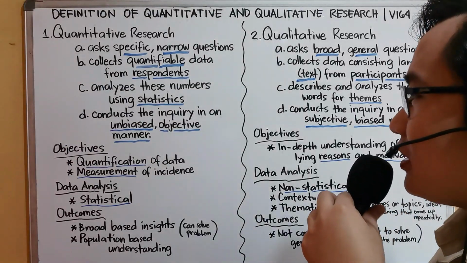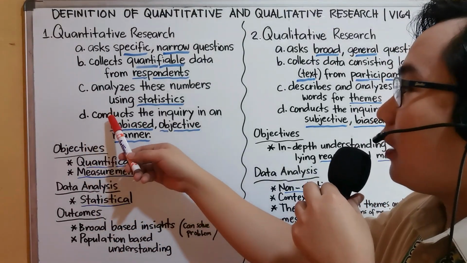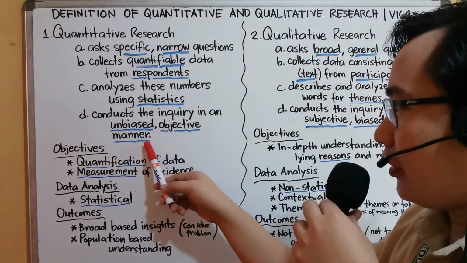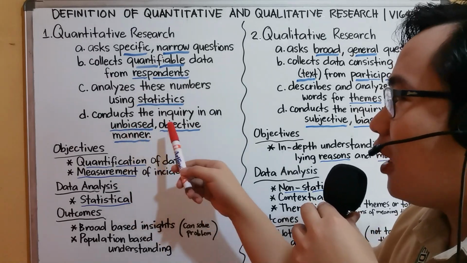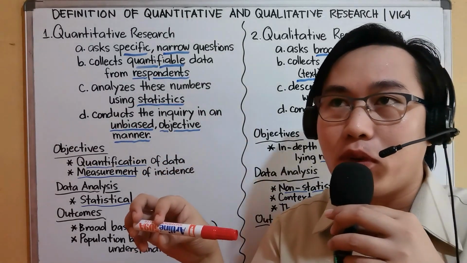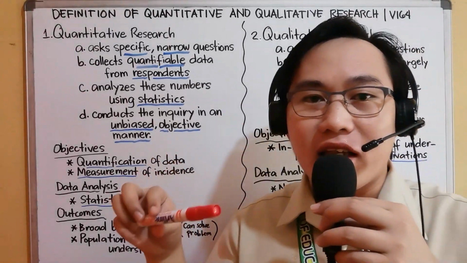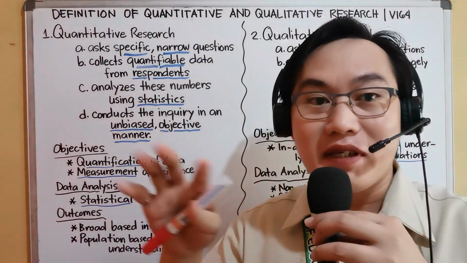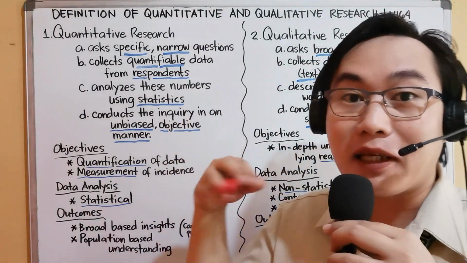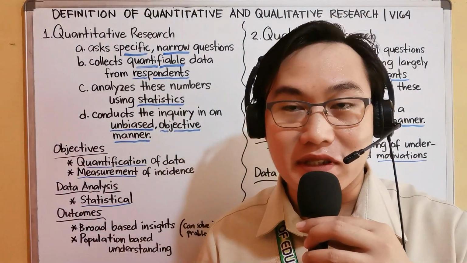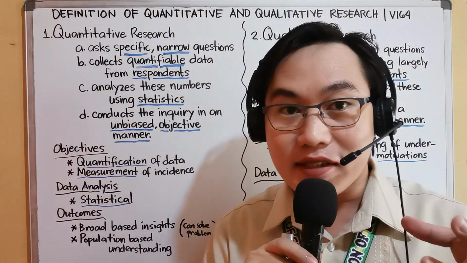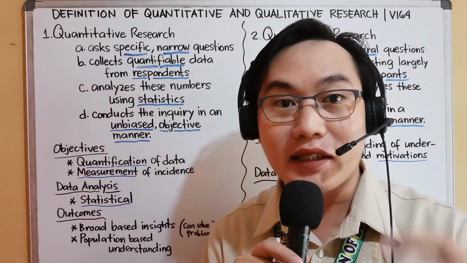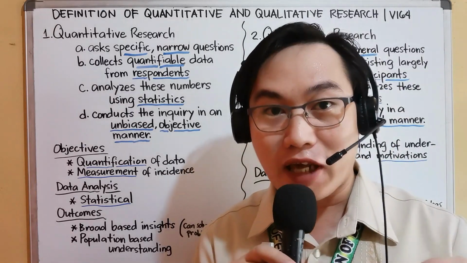Okay, let's proceed to letter D. Sa letter D naman, nakalagay dito, conducts the inquiry in an unbiased, objective manner. Okay, highlight natin ha, unbiased, objective manner. Kasi sa quantitative po, whatever the result, after natali yung mga data from the given questionnaire na nirelease mo, automatically lalabas ang result gamit ang statistical tools na in-apply natin from our quantitative research. Kaya nga nakasaad dito, unbiased and objective in manner or approach. Kasi kung ano yung lumabas, exactly to the point, wala ka nang babaguhin, yun na, final.